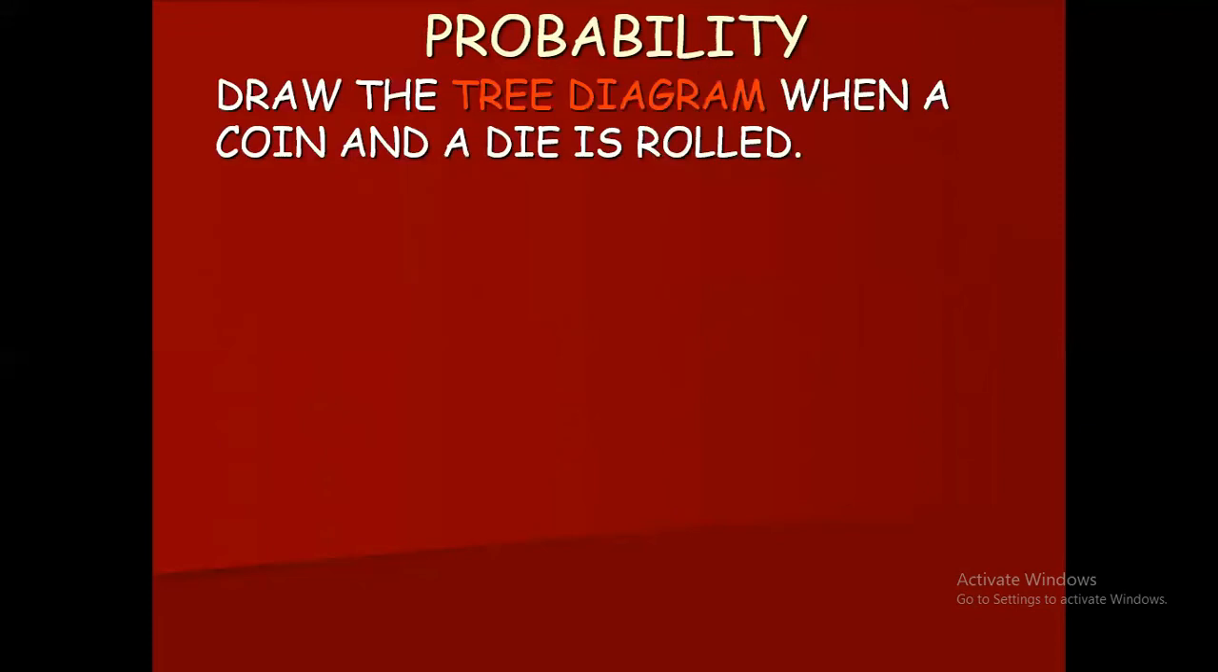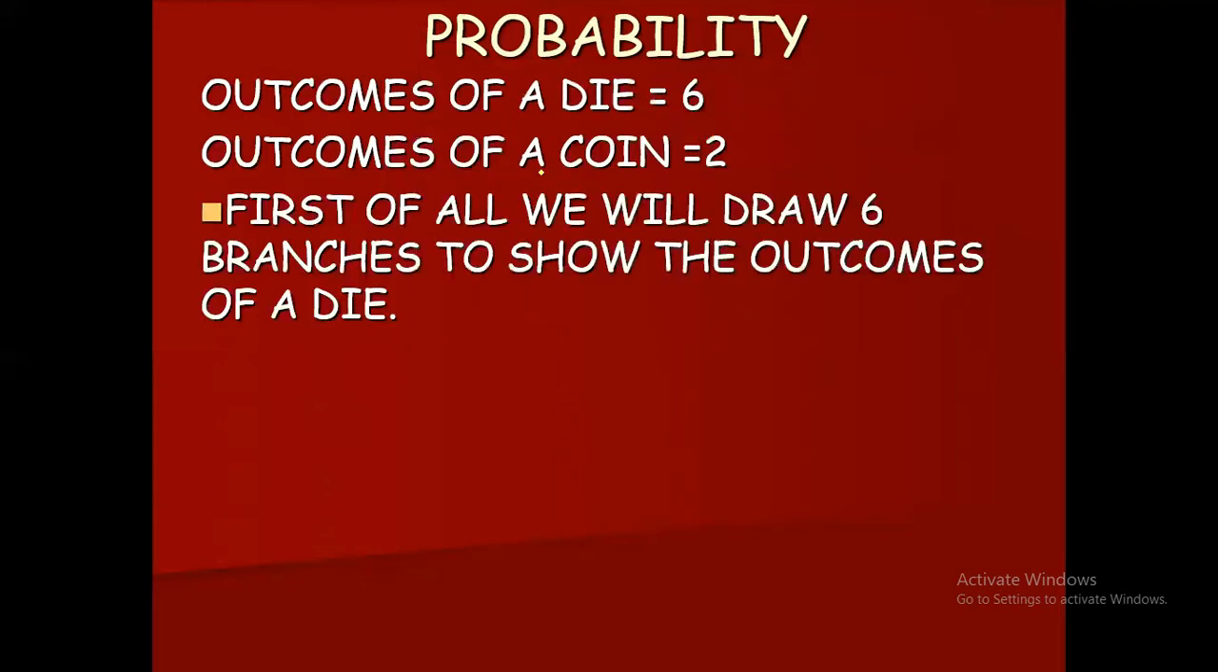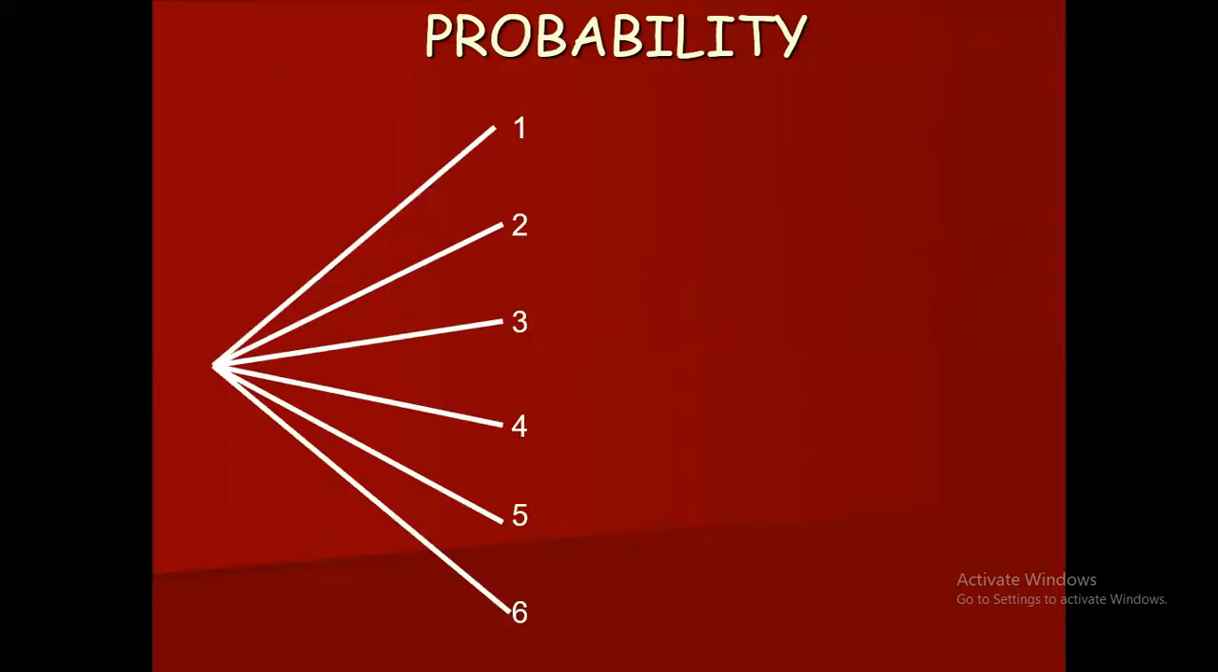There are two experiments. Number one is the coin and number two is the die. Outcomes of a die are 6 and outcomes of a coin are 2. First of all, we will draw 6 branches. The first experiment has 6 different outcomes, so we will draw 6 branches, just like this.